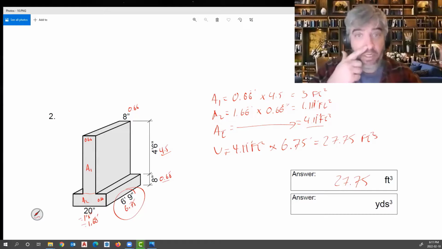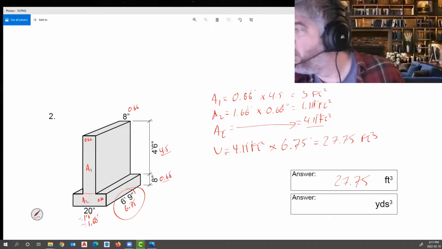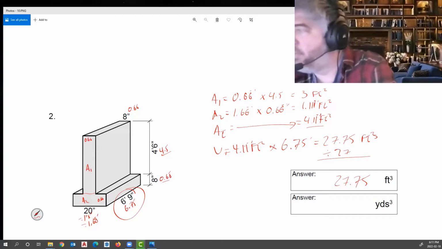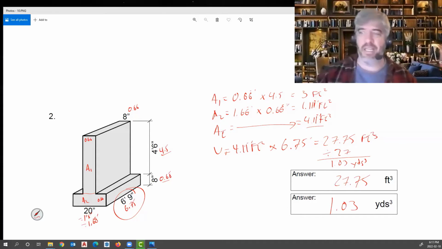Now I need to turn this to cubic yards. So I divide by 27, and I get 1.03. And that's cubic yards. So I need just over a yard to pour this little tiny wall section. Okay, that's it. Cross-sectional area times that third dimension.